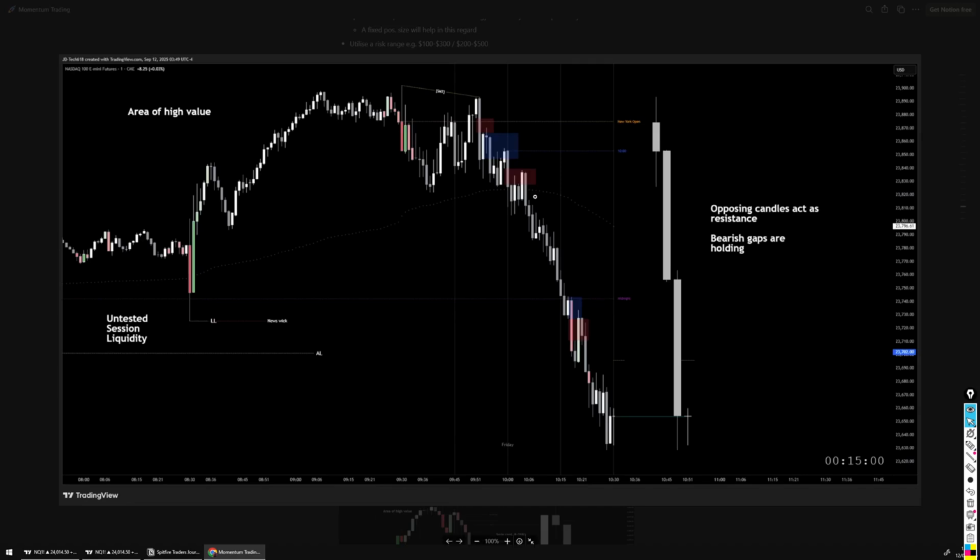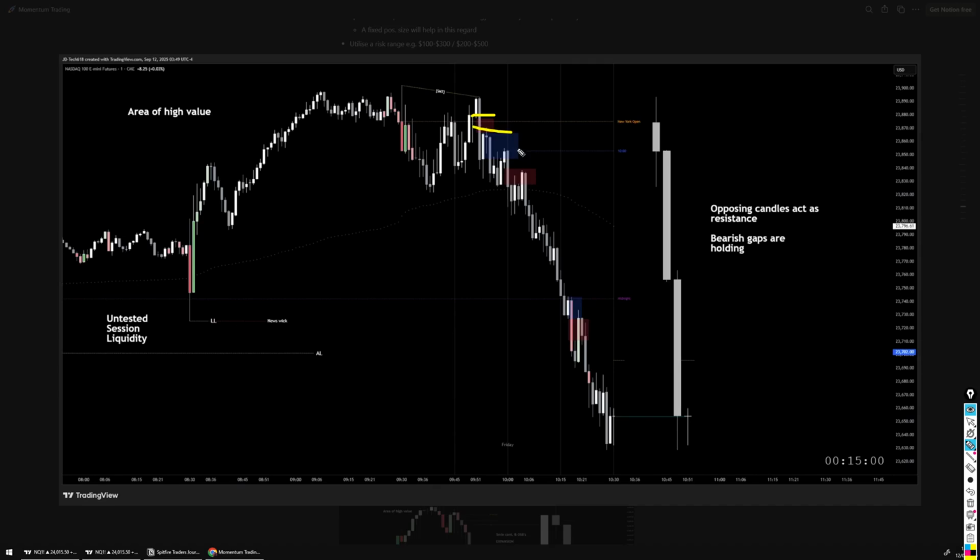Additionally, we've got untested session liquidity. So we've got London lows and we've got Asia lows. So this is a potential draw. The context in this situation is we're in high value, we're trading toward an area of fair value and untested session liquidity. In this instance, you can see opposing candles act as resistance and bearish gaps are holding. You're forming bearish gaps, nice momentum out of there.